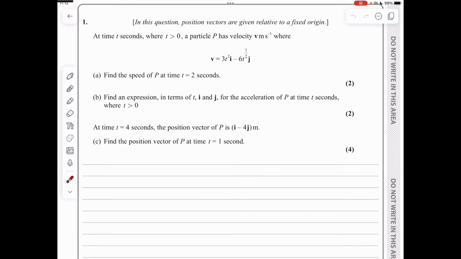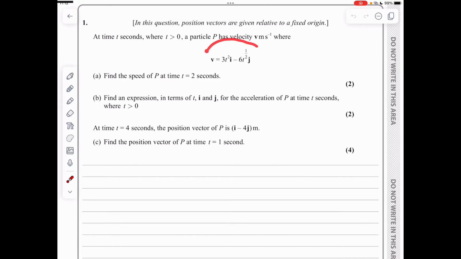In question 1, we are given the velocity vector for a particle P, and we are asked to find the speed of P at time t is 2 seconds. So I will start by substituting t is 2 into the velocity vector. So when t is 2, v is 3 times 2 squared times i minus 6 times 2 to the half j. This leads to 12i minus 6 root 2 j.